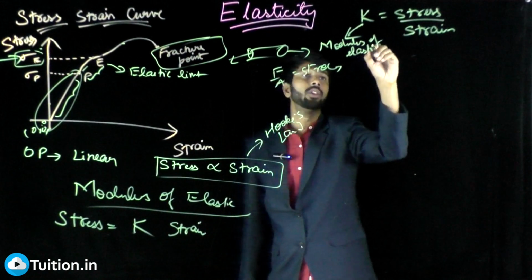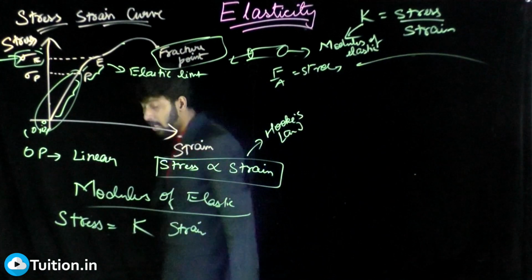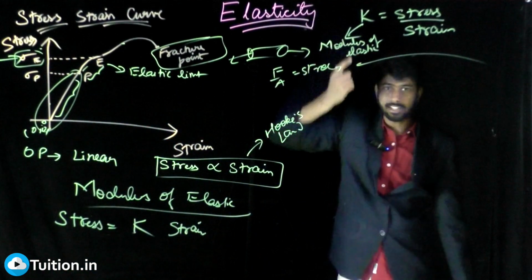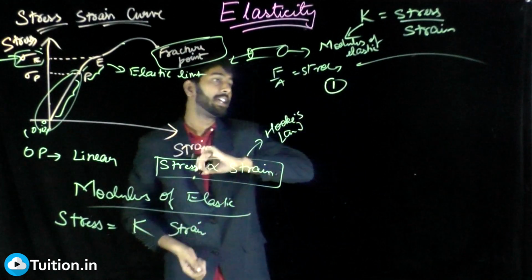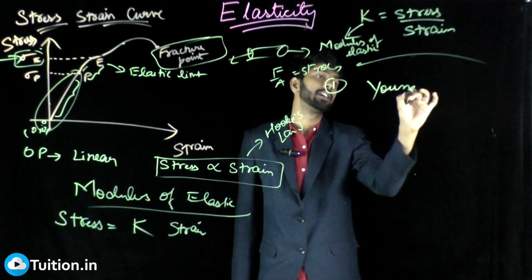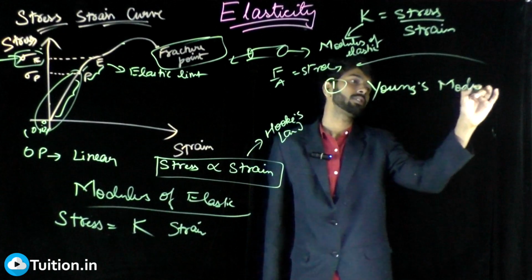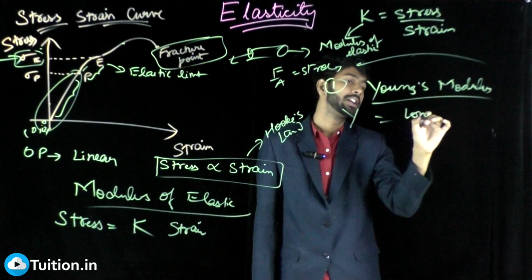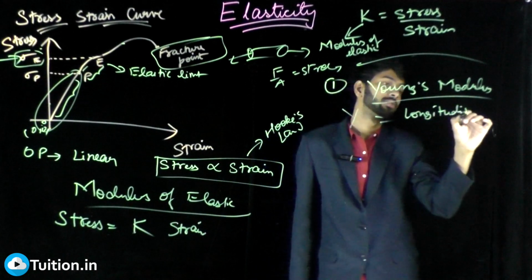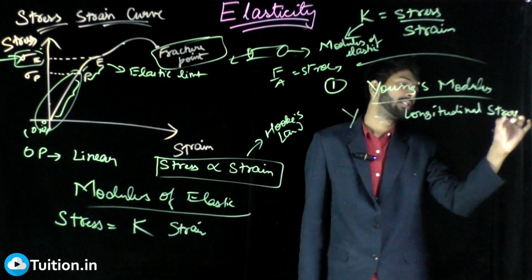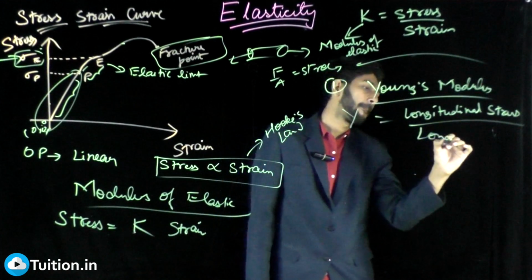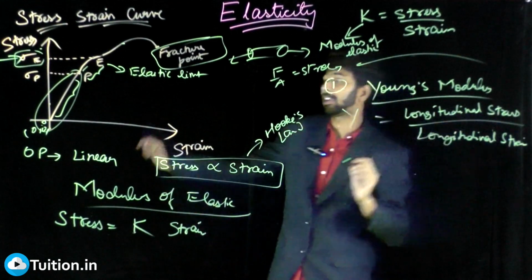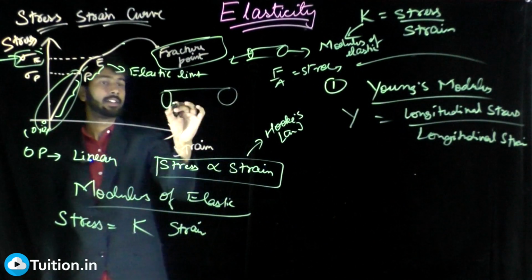So as you guys already know, there are three cases of stresses we have discussed, and three cases of strain that we have discussed. So we have to discuss three cases of modulus also, right? The first modulus is called Young's modulus. So Young's modulus, Y, is nothing but longitudinal stress by longitudinal strain.